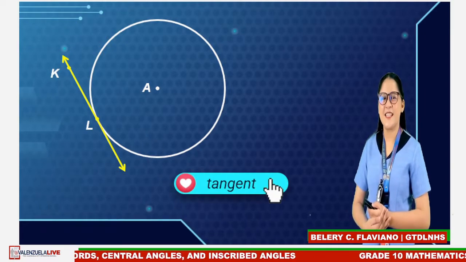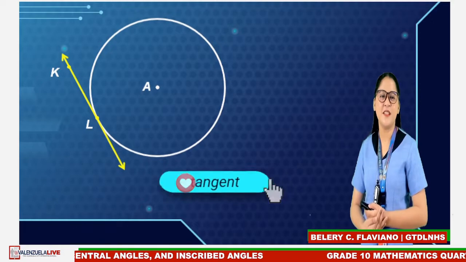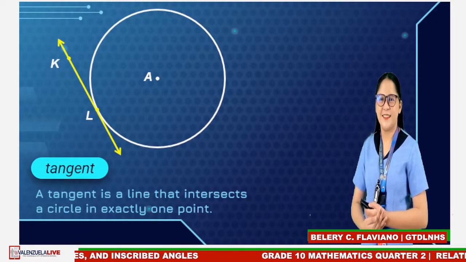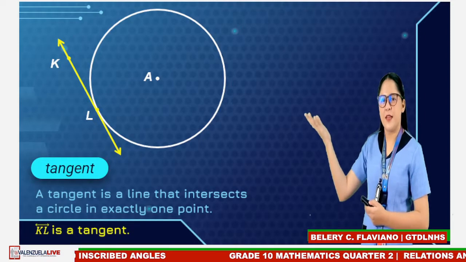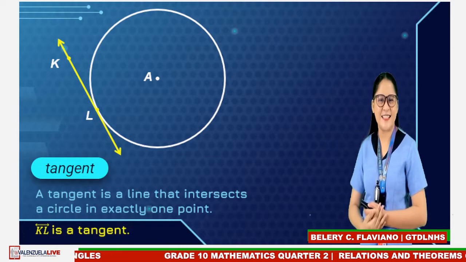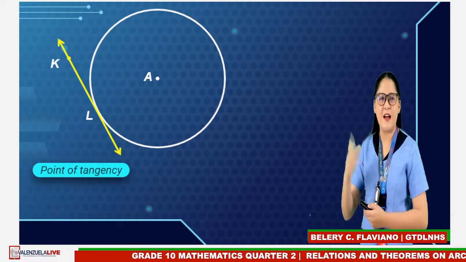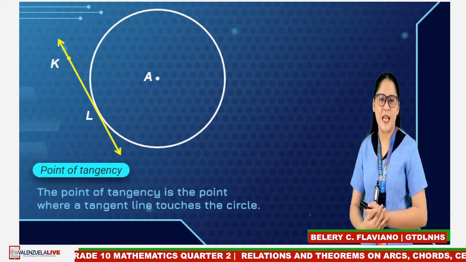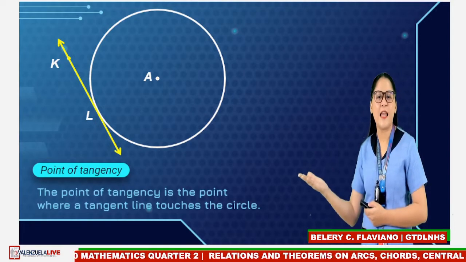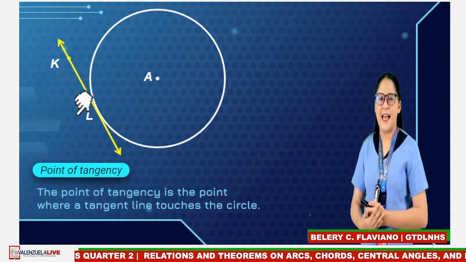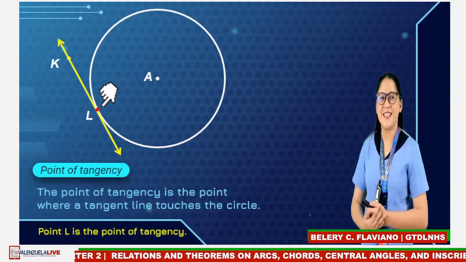A tangent is a line that intersects a circle in exactly one point. Look at this figure. In this figure, line KL is a tangent. Also, we have this concept about point of tangency. The point of tangency is the point where the tangent line touches the circle. In this figure, point L is the point of tangency.